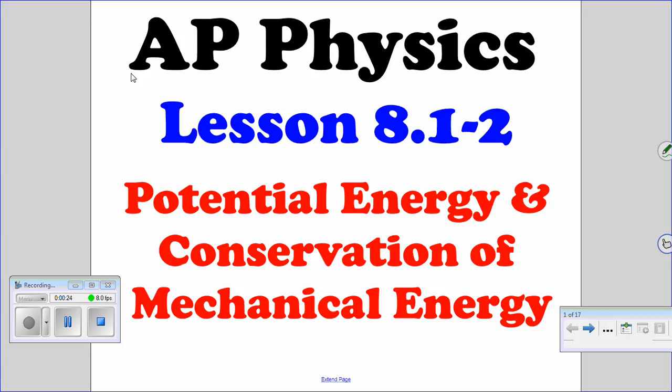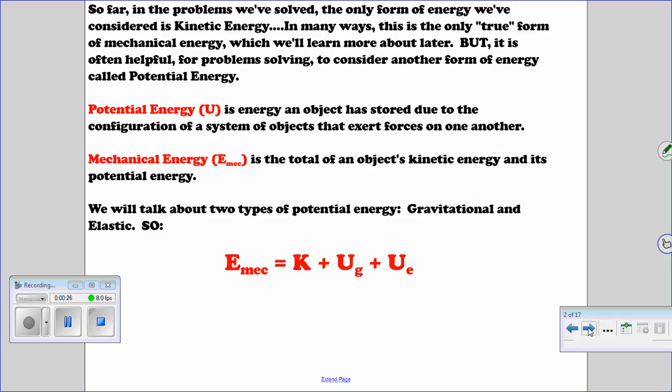All right, so here's the deal. Last chapter, we spent all this time working with the work kinetic energy theorem, where we learned that the net work is equal to the change in kinetic energy. And I think for some of you that was frustrating because we didn't talk about potential energy at all. So this chapter we get to talk about potential energy.